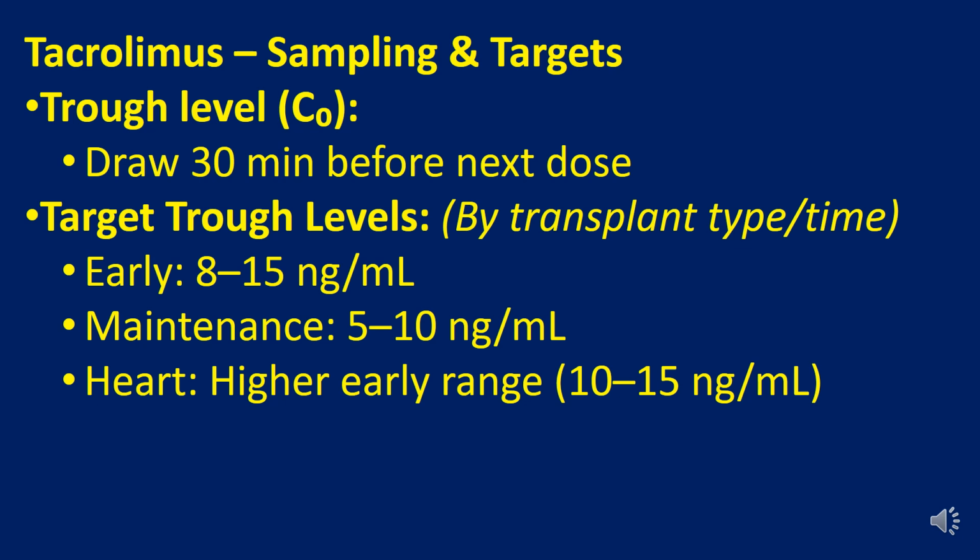In the case of liver transplant, beyond 3 months post-transplant, target 5 to 10 nanograms per milliliter. In the case of kidney transplant, beyond 3 months post-transplant, target 5 to 10 nanograms per milliliter. In the case of heart transplant, beyond 3 months post-transplant, target 5 to 10 nanograms per milliliter.